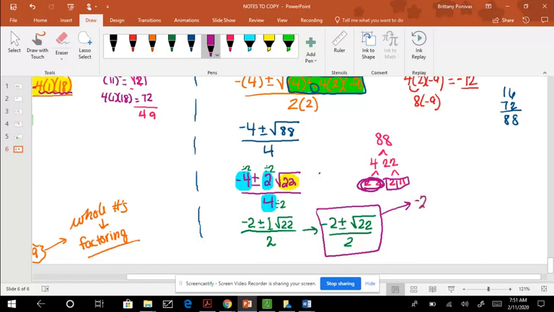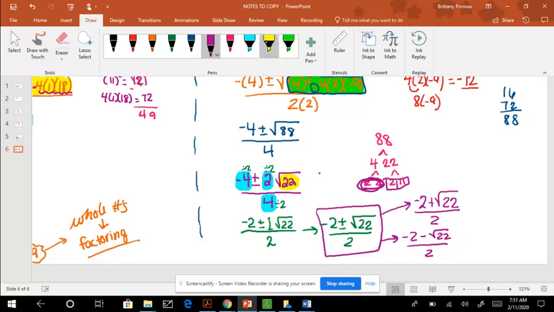So there would be a -2 plus the square root of 22 over 2, and a negative 2 minus the square root of 22 over 2, in case you had to write out both of the answers. So because there is a radical left in this problem, you could not have solved this by factoring. So you might want to note that over here, that this would not have been factorable.